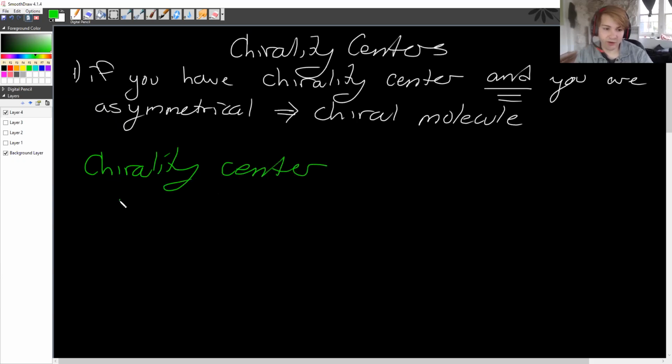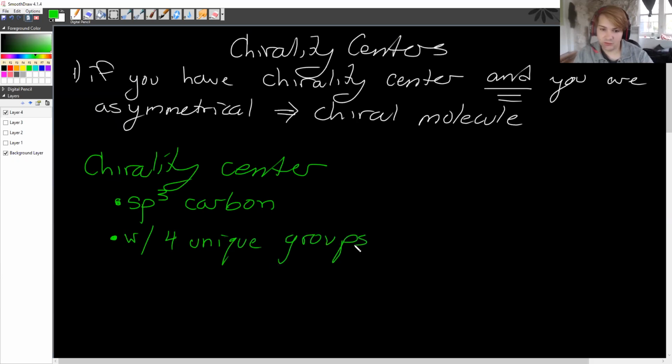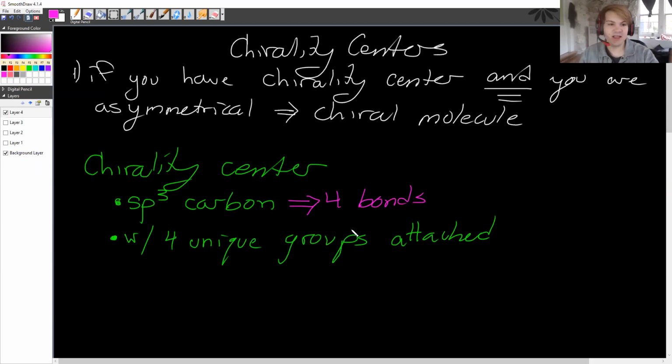To be a chirality center, you need to be an sp3 hybridized carbon. So not sp2, not sp. You must be an sp3 hybridized carbon with 4 unique groups attached. And why does it need to be sp3? Because to be sp3 means you have 4 bonds. Go back to that idea about steric number that we talked about before.